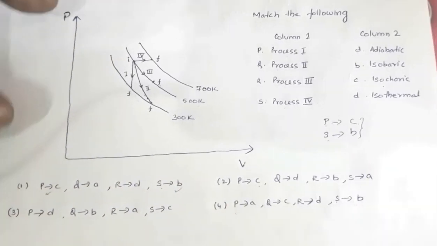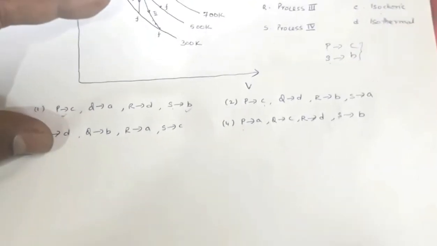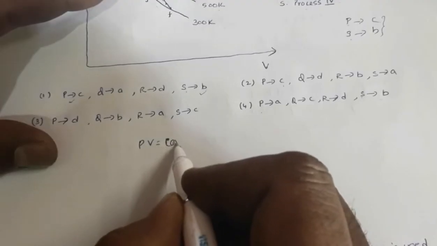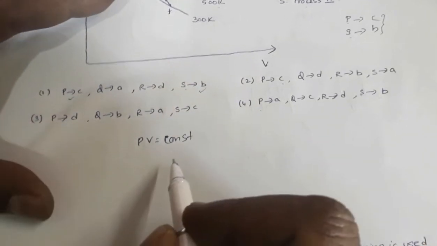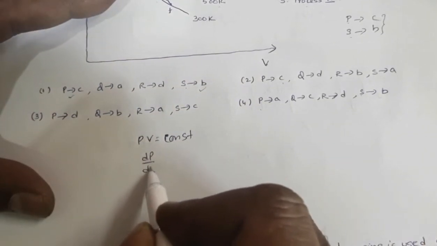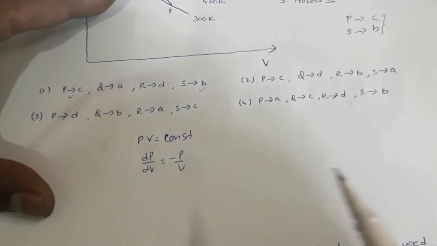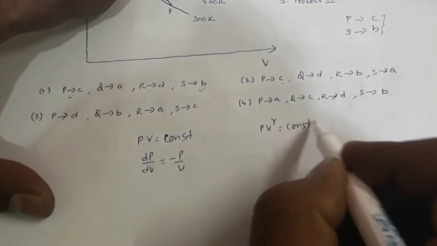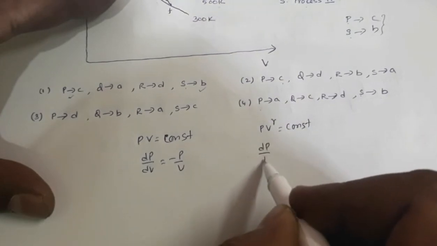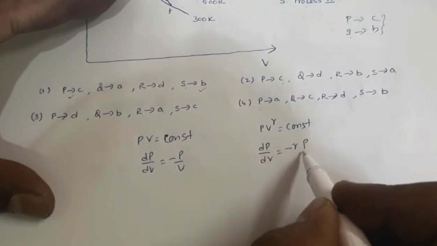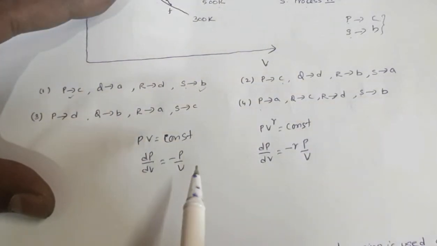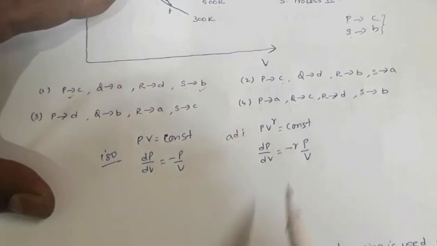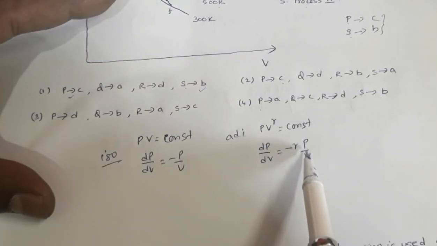Now for this we need to know one basic concept. For an isothermal process we have the gas equation PV equals constant. From this we have dP by dV equals minus P by V. For an adiabatic process, PV to the power gamma is equal to constant. So for this we have dP by dV equals minus gamma times P by V. This is for the isothermal process, and this is for the adiabatic process.